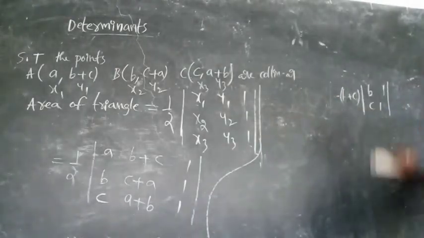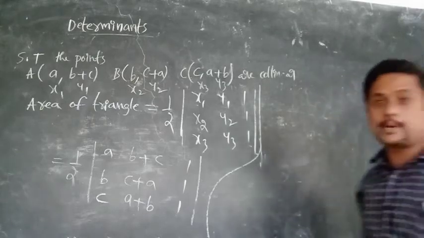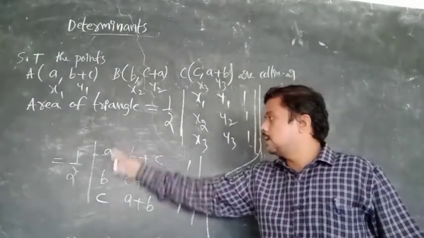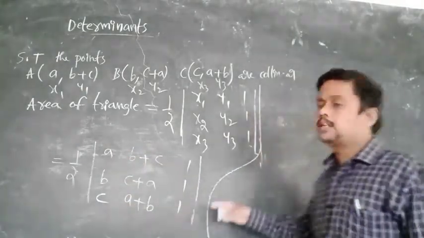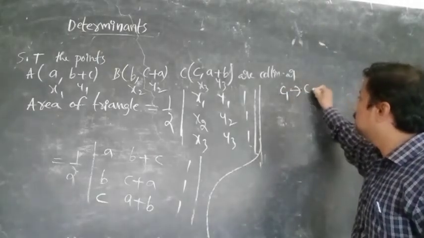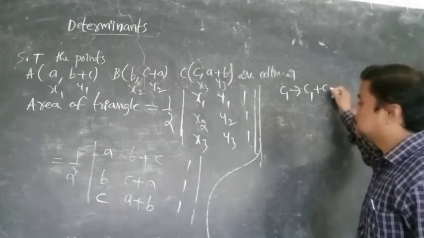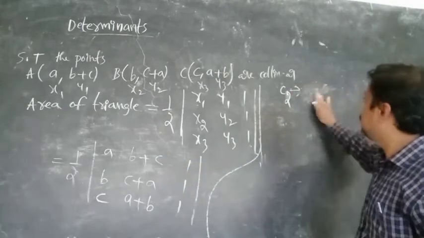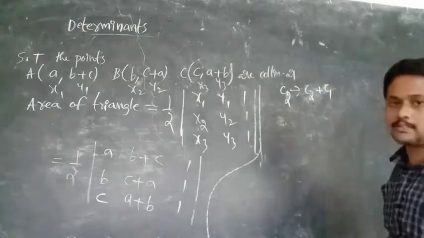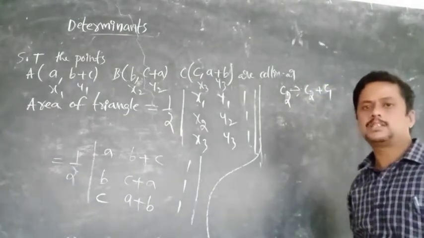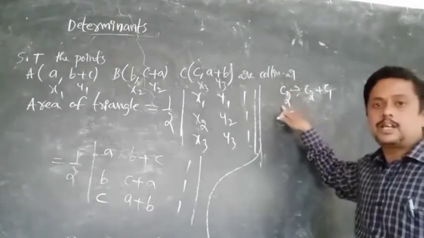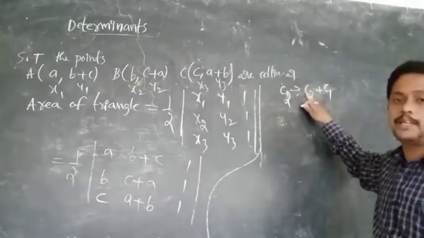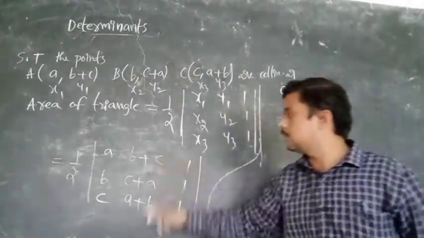That's it. What is the technique? You have to use the properties. What is the property? This is column 1, this is column 2. Add column 1 to column 2. C2 implies C2 plus C1. Which column is changing? C2. This one. How is it changing? By applying the formula, C2 plus C1.